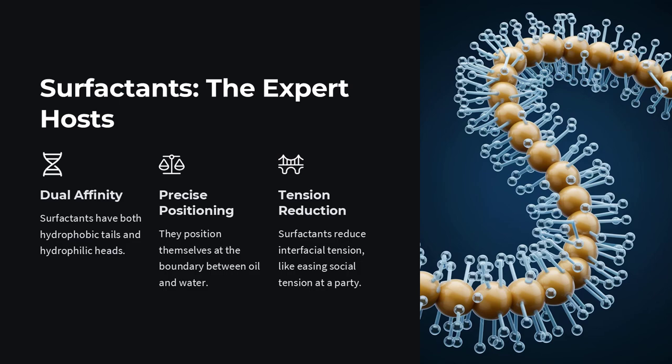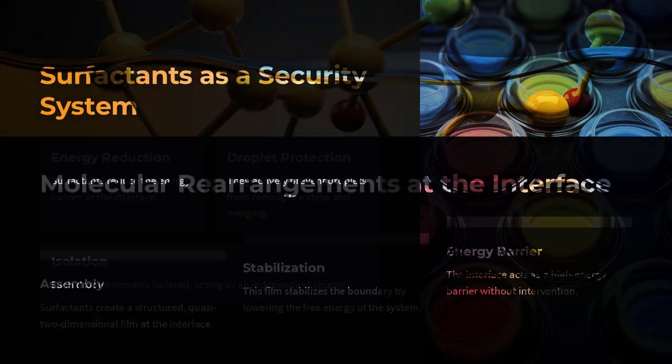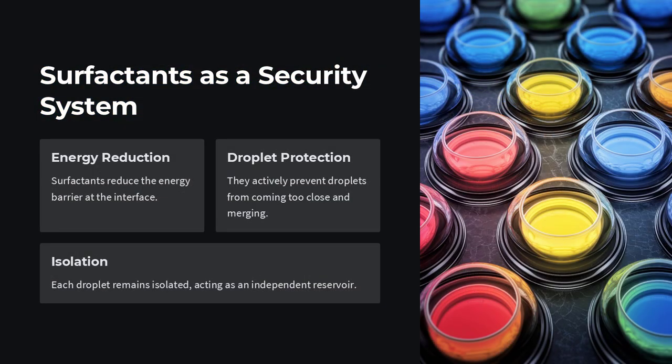This reduction in tension is critical because it transforms a chaotic interface into a stable platform where droplets can form uniformly. One might ask why. The answer is clear. Without surfactants, the natural repulsion between oil and water would lead to large, unstable droplets that would coalesce uncontrollably, rendering the microfluidic system ineffective for high-precision tasks.